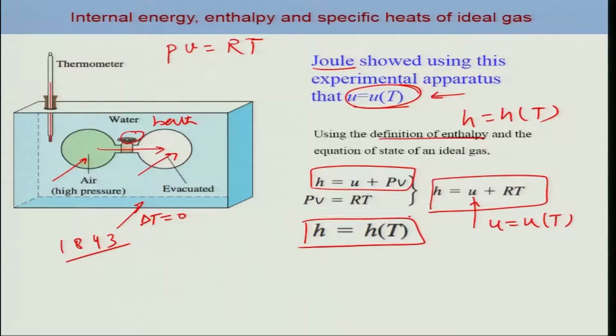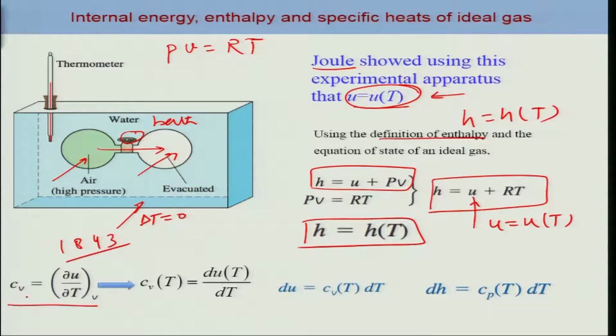Joule also showed that there is a deviation from this particular expression for gases which deviate from ideality. So for non-ideal gases, these expressions do not hold. Now if it is known that U and H depend on temperature, then you can take the definition of Cv.